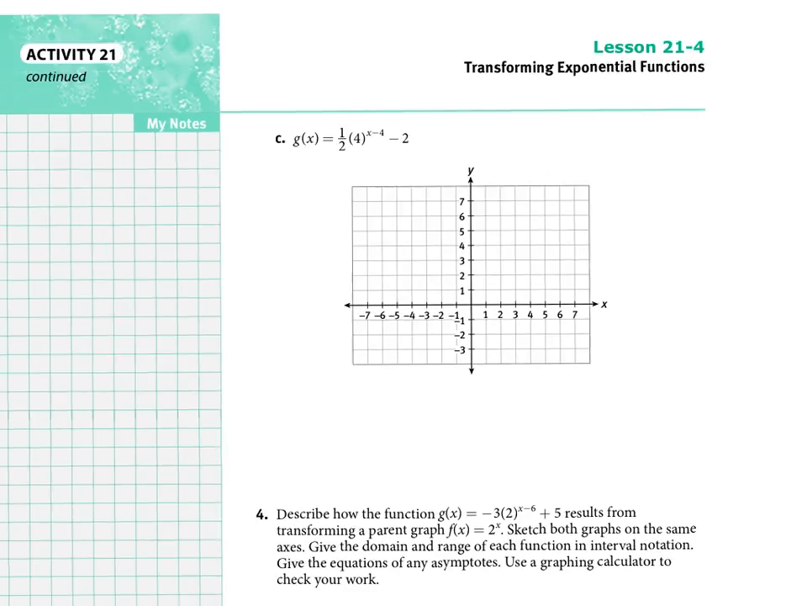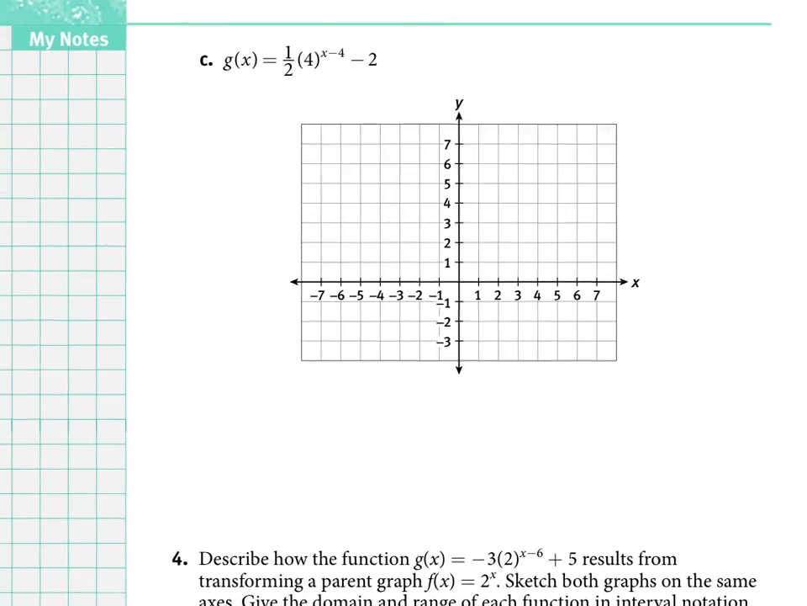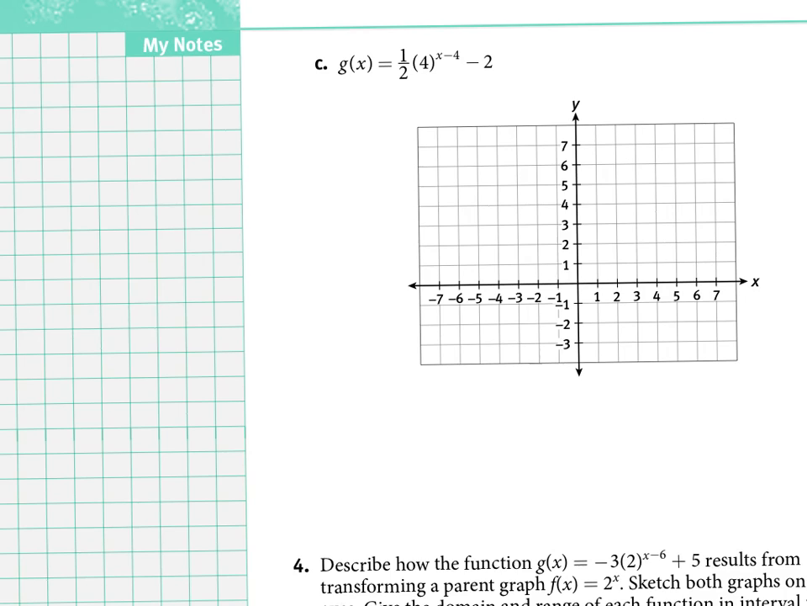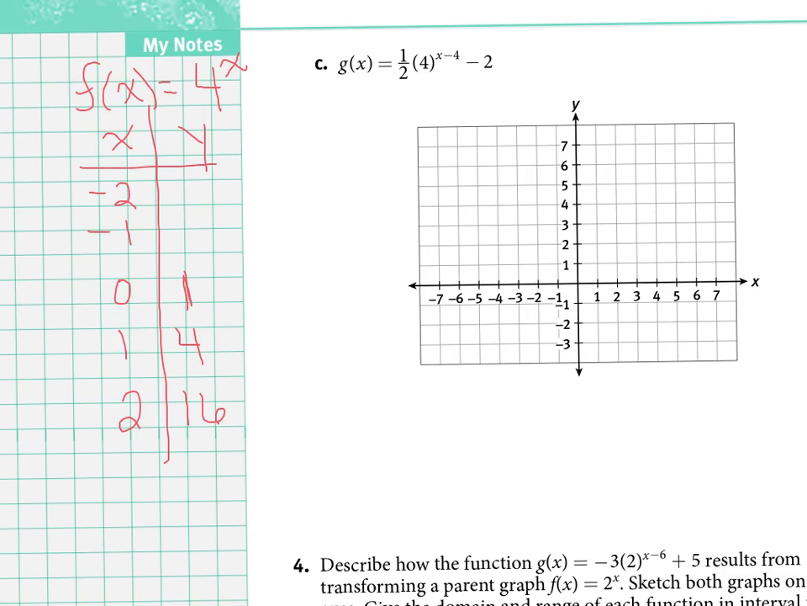What about this graph? What would be the parent graph? Well, the parent is the simplest version. That would be 4 to the x. The initial value when x is 0 would be 1. 4 to the first power is 4, and that'd be up to 16. Negative 1 would be 1/4. Negative 2 would be 1/16. That's too small to even graph.